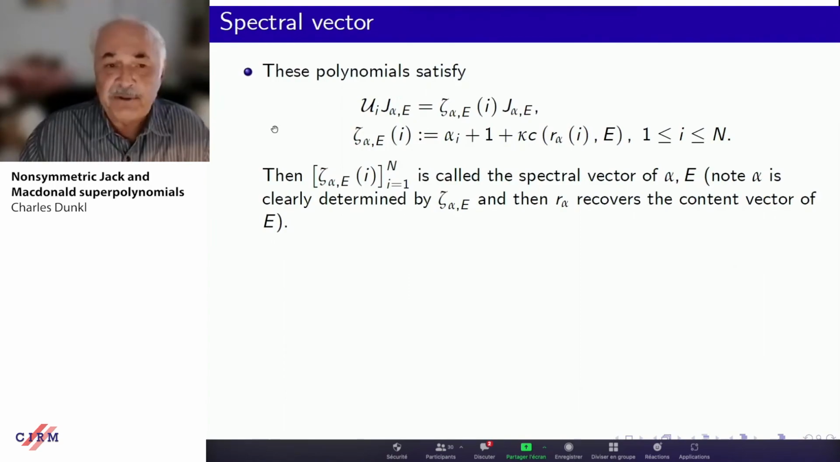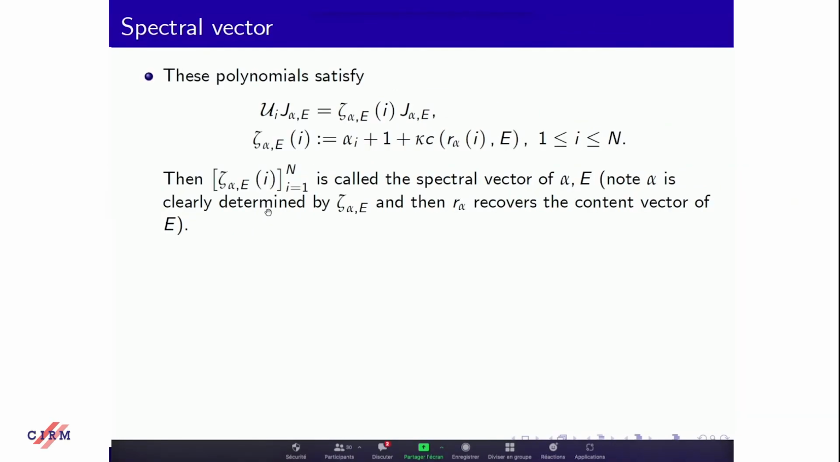They said this is the spectral vector. If you act on them by the Cherednik elements, you get the eigenvalues zeta alpha i plus 1. You put the rank function into the tableau, read off the content, and that gives you the eigenvalue.